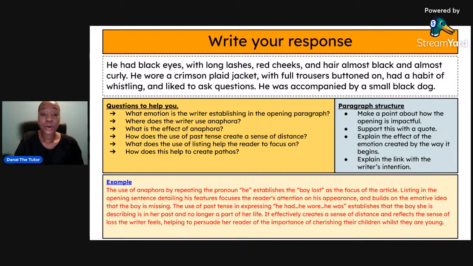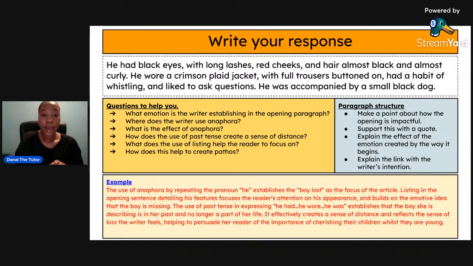Okay, and it's on the screen, and I want you to think about the questions that are in the orange box. They are questions that will help you in writing your paragraph. So I'm going to run through what's on the screen at the moment, and we're going to use that as an example. The opening paragraph is the one at the top in the white dotted box.